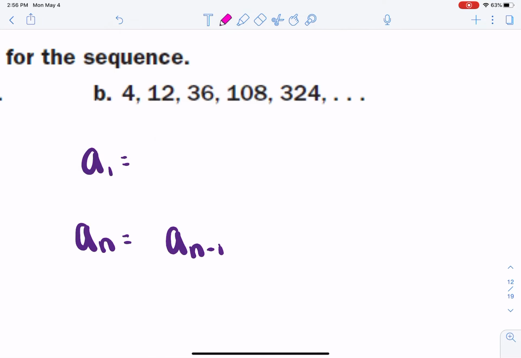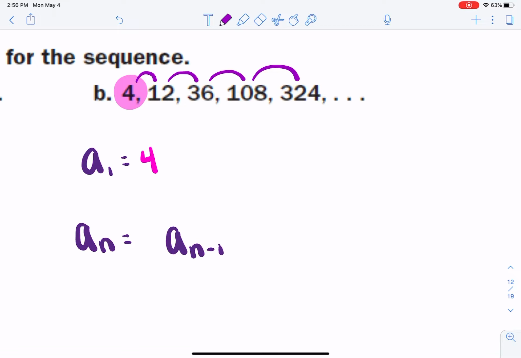So I do know that my first term is 4, so we can write that down. And then what's happening each time? To get from 4 to 12, 12 to 36, 36 to 108, 108 to 324, to me this doesn't look like you could be adding. It's growing quicker than that.